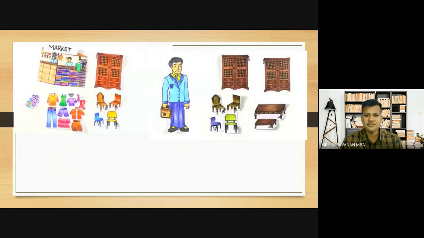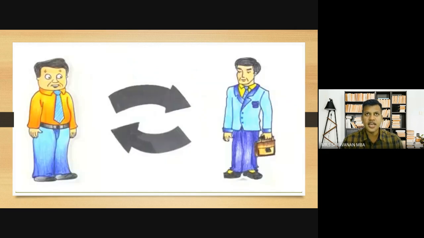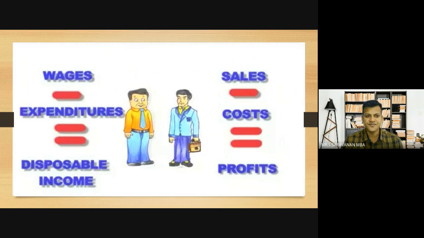But if you take a business person's account, he will be producing a lot of goods and services. As an individual buys a product and pays, the business person gets a profit. An individual person will have wages; from wages you deduct expenditure, then after expenditure, income tax, interest, and other things, you get a disposable income. Whereas for a business person, from sales, all the costs are deducted, and from the cost deduction he gets a profit.